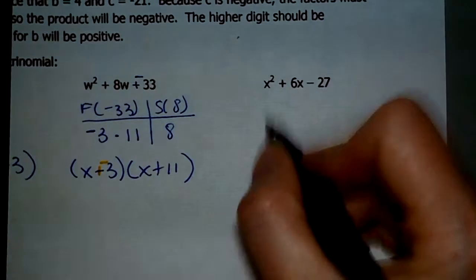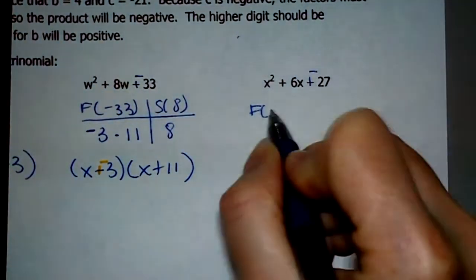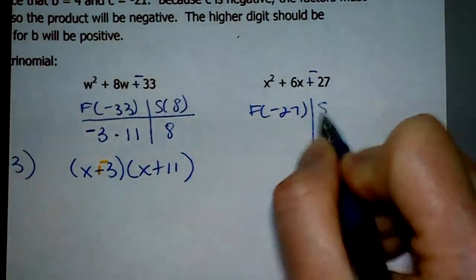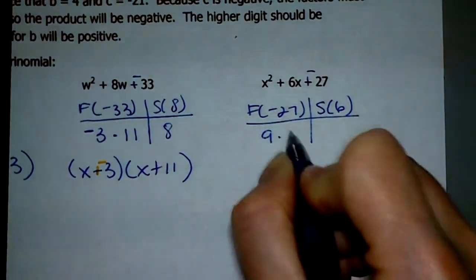All right, last one like this. Again, positive b, negative c. So the factors of negative 27 that will give you a positive 6. All right, with 27, I see 9 times 3. I hope you see 9 times 3 as well.